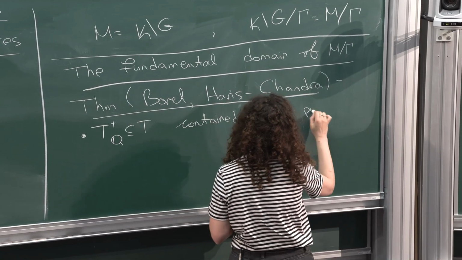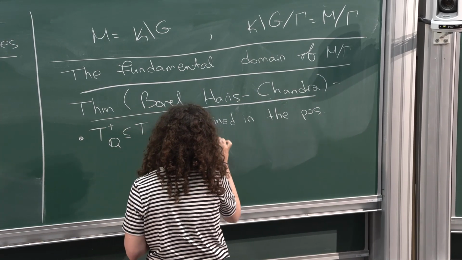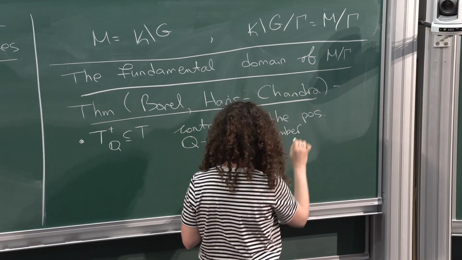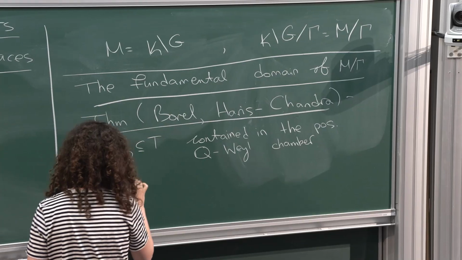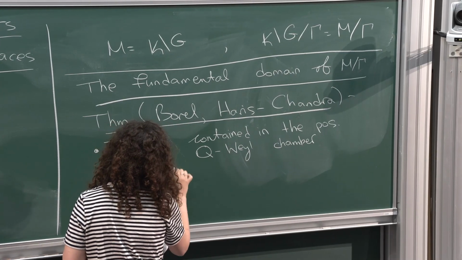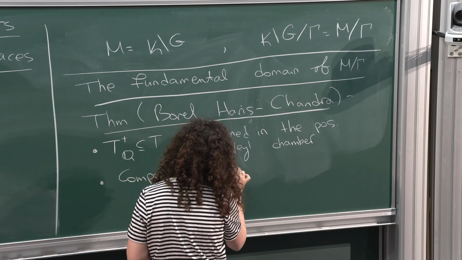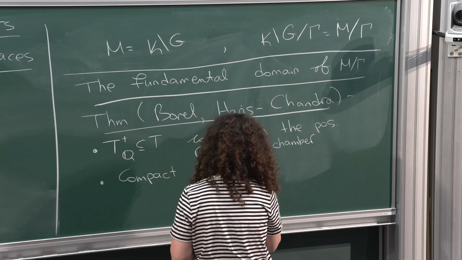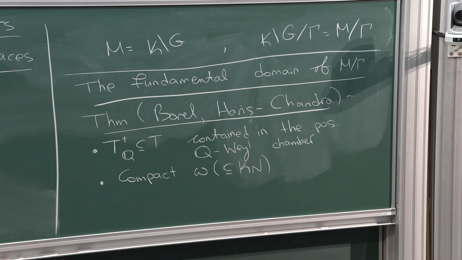in the positive Q-Weyl chamber. And we have some compact set Ω, which again I don't want to say too much about because we're only going to care about the fact that this is compact. But it is containing kind of the completion of T, of the diagonal group, K_n.